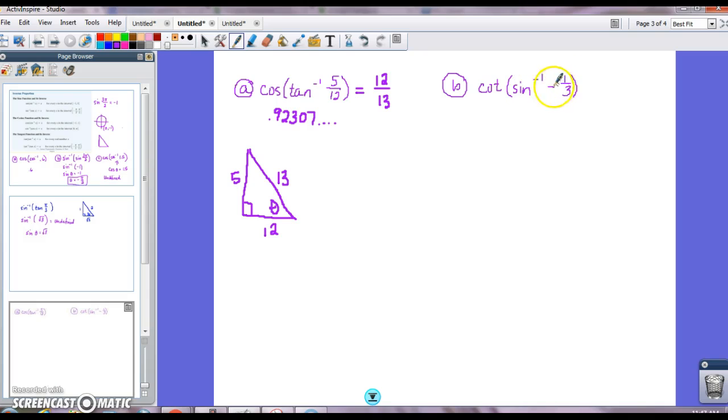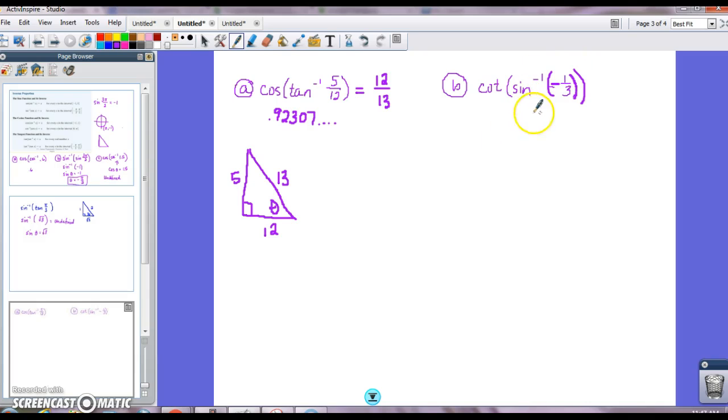Let's look at this second one. This actually should say negative 1/3. Okay, so that is a little bit easier to read. This one's a little bit different because of the fact that this is negative 1/3. And the only difference is how it affects your final answer.